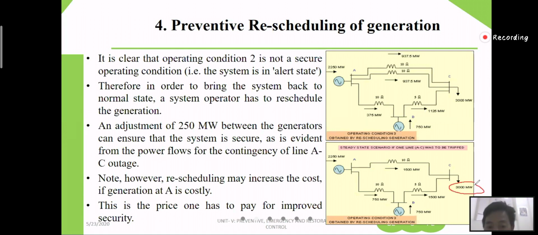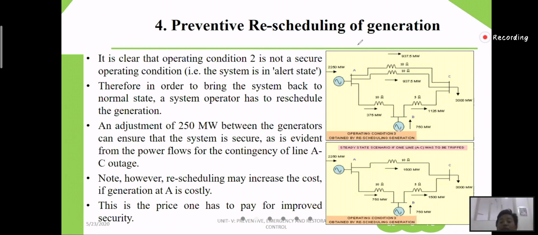This is what we call preventive control. So how do we do preventive control? By rescheduling of the generation. Okay, how do we reschedule? Normally real and reactive power.